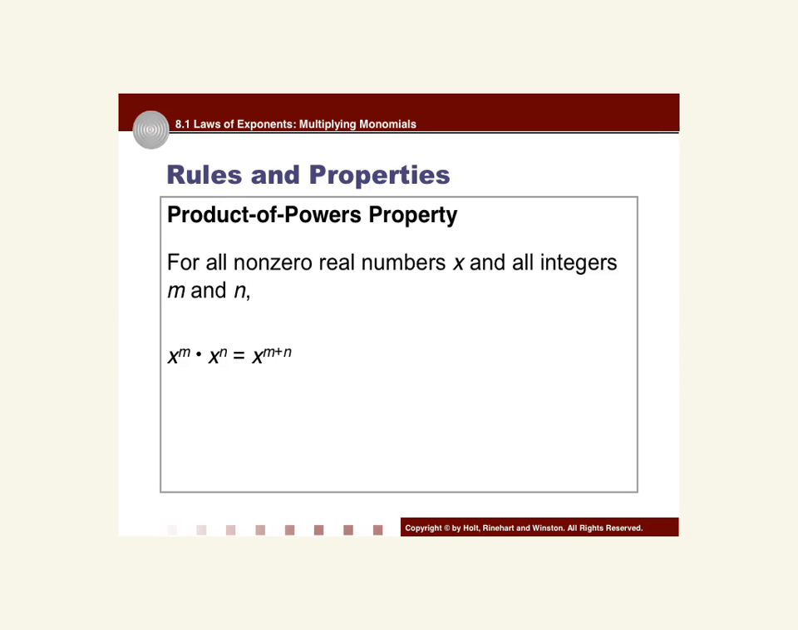So the definition: for all non-zero real numbers x and all integers m and n, if we are multiplying two powers that have the same base, we keep the base the same and add the exponents.